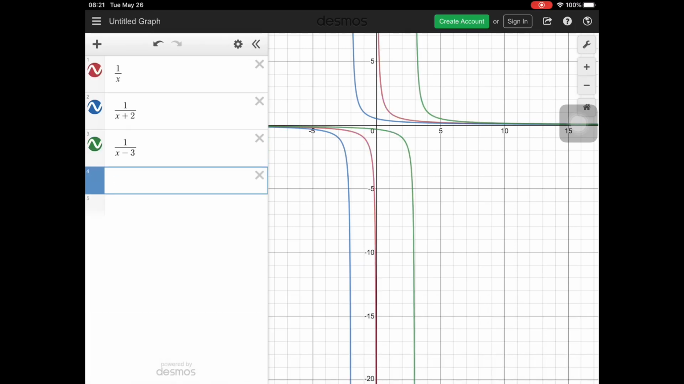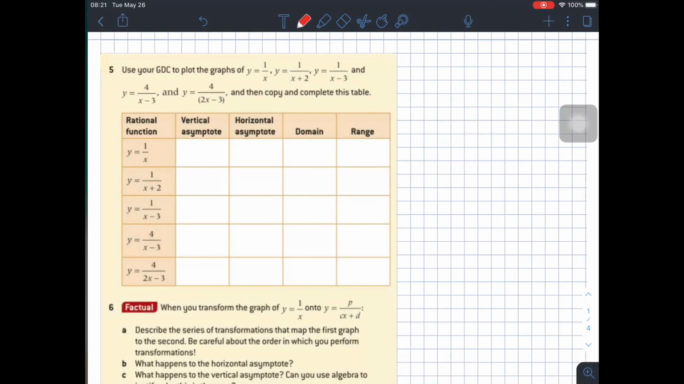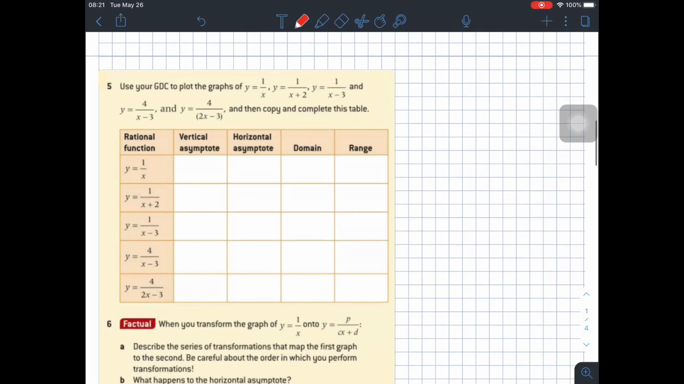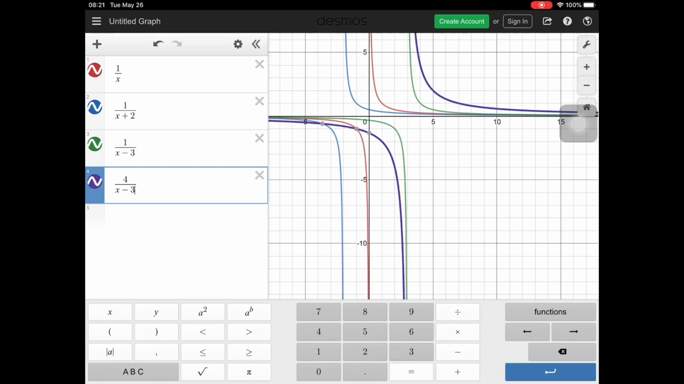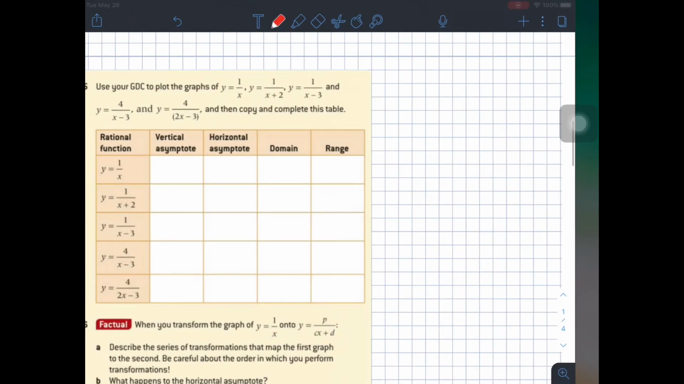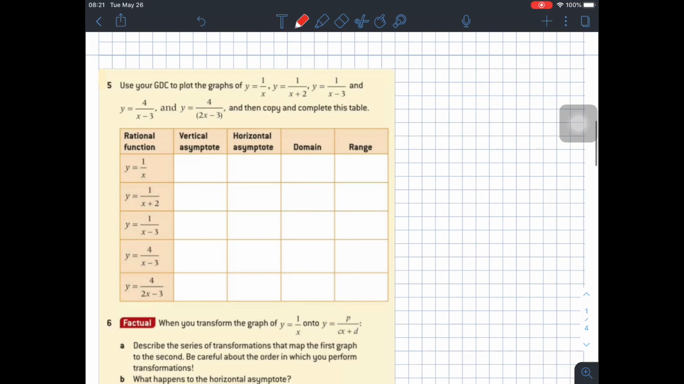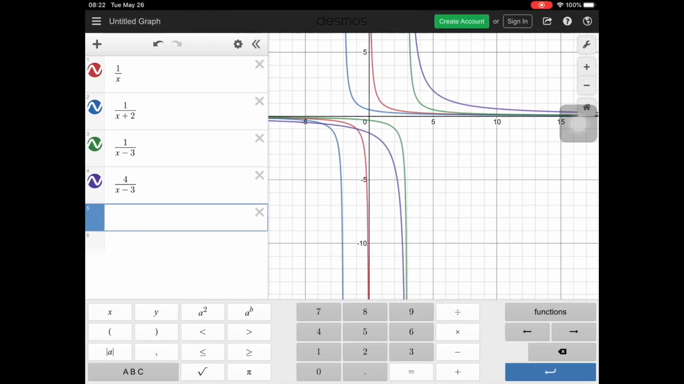There you go. Let me plot the original also. Then we had 4 over x minus 3. 4 divided by x minus 3. And finally, 4 over 2x minus 3. There.